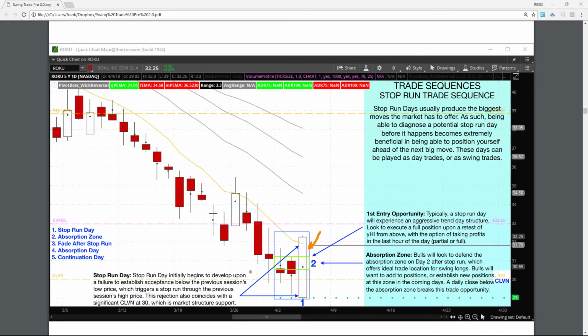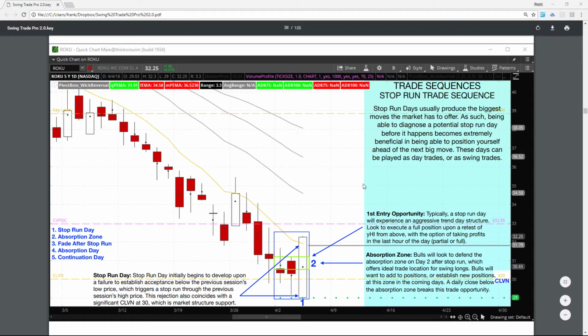Now, in terms of the stop run day, initially this develops with a failed new low. And that's why you have an early shot at jumping in the trade early on. But again, that's not always the case. Even if you find this at the end of the day after the market closes, there's still an opportunity to enter at the absorption zone the next day. And that provides a great opportunity to get into the trade ahead of the next pop higher.